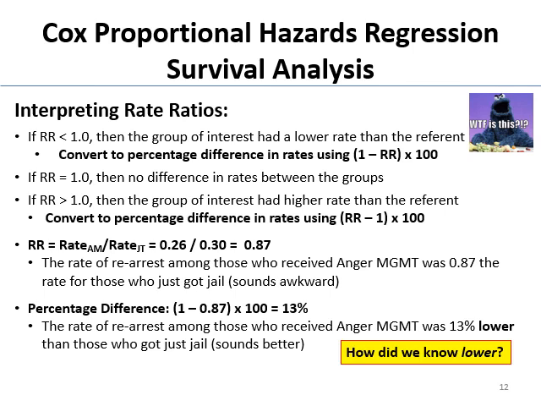How did we know lower? So, oops, how did I know lower? We know it's lower because the rate ratio itself is less than 1. Okay, so we're assuming it's statistically significant here.